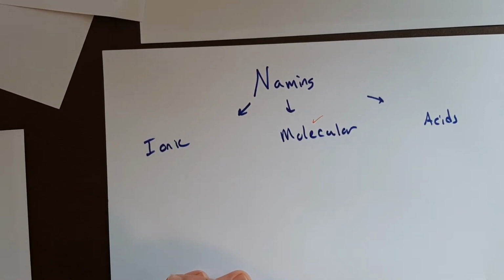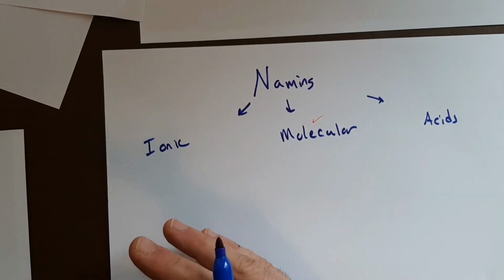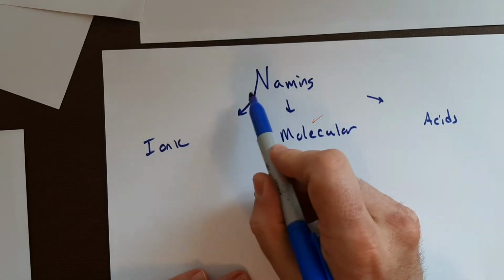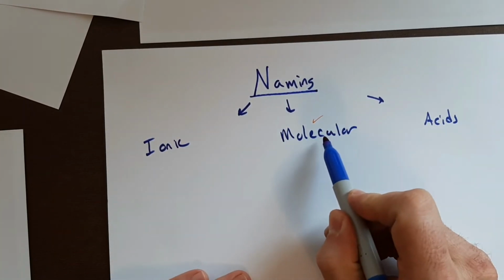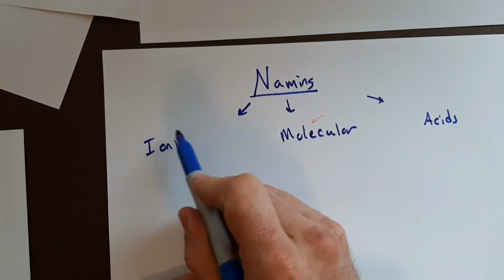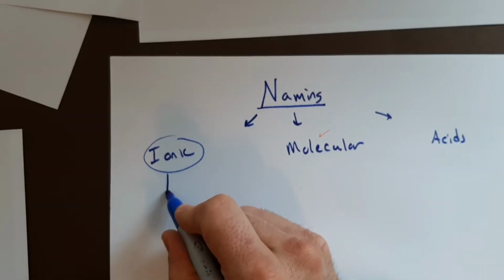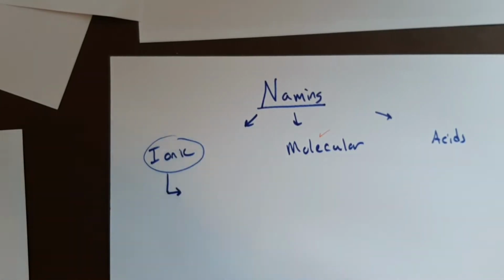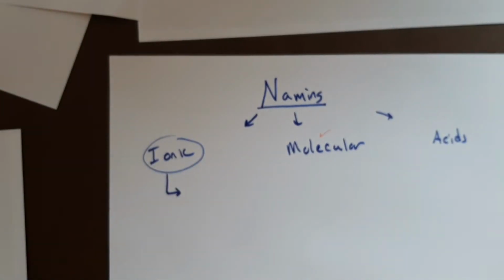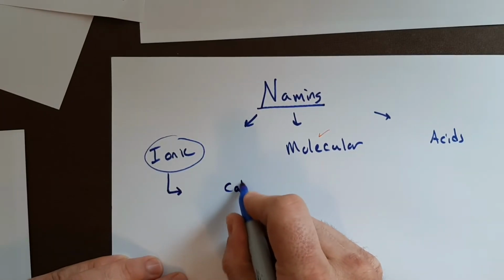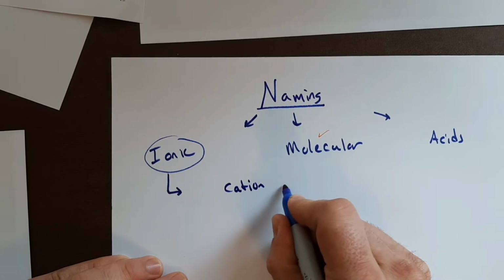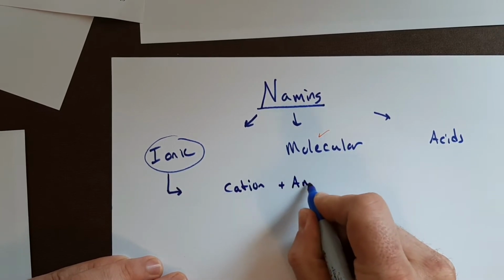So after 3 videos about naming polyatomic ions, we're finally ready to get back to naming our chemical compounds. We've already done molecular, and what we're trying to do right now is ionic. How do we name ionic compounds? Well, it's really straightforward. You just put together the cation name plus the anion name.